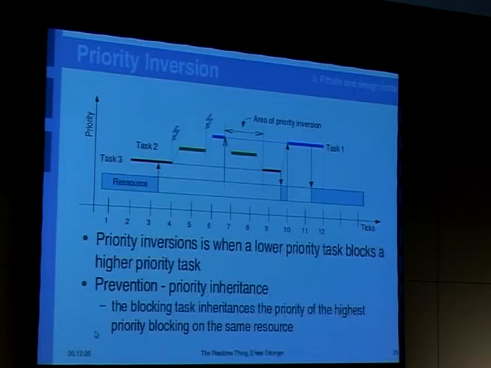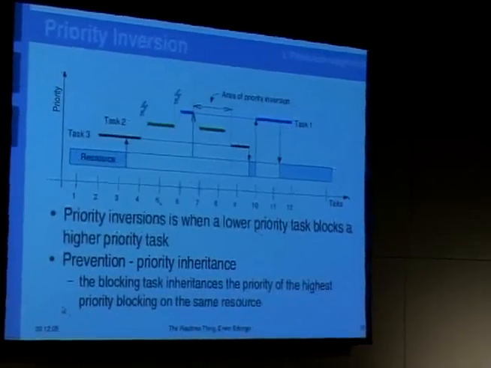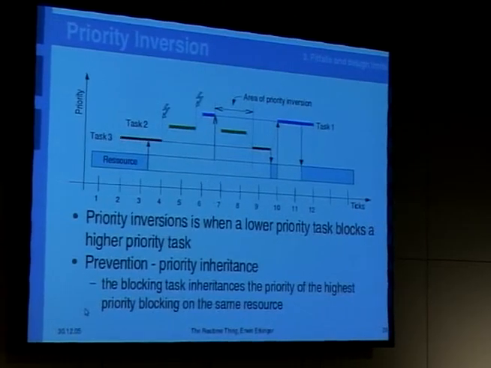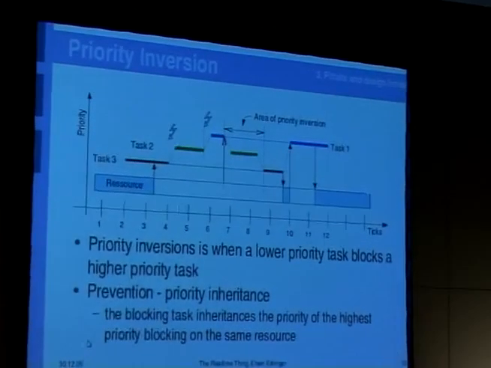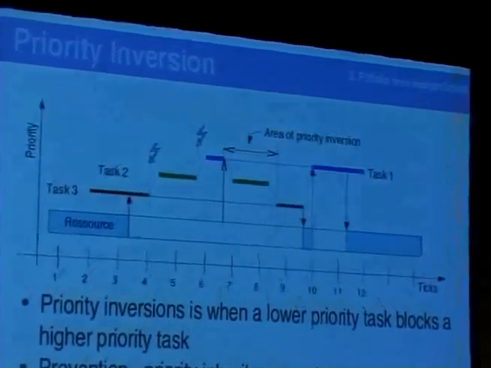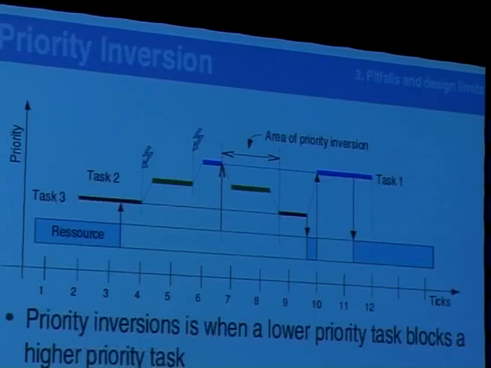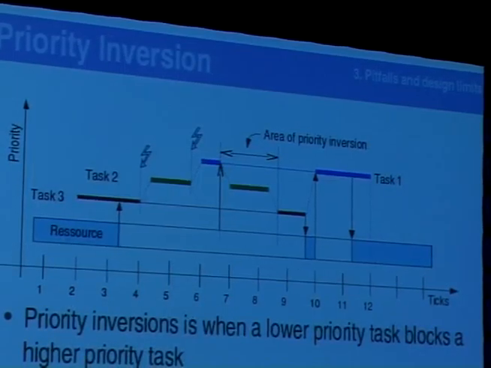And you see that in the area of priority inversion, there are lower priority tasks being executed by the real-time kernel because the higher priority task cannot get this resource. So usually priority inversion is something you get when you're making design flaws, like messing around with resources used by different tasks.